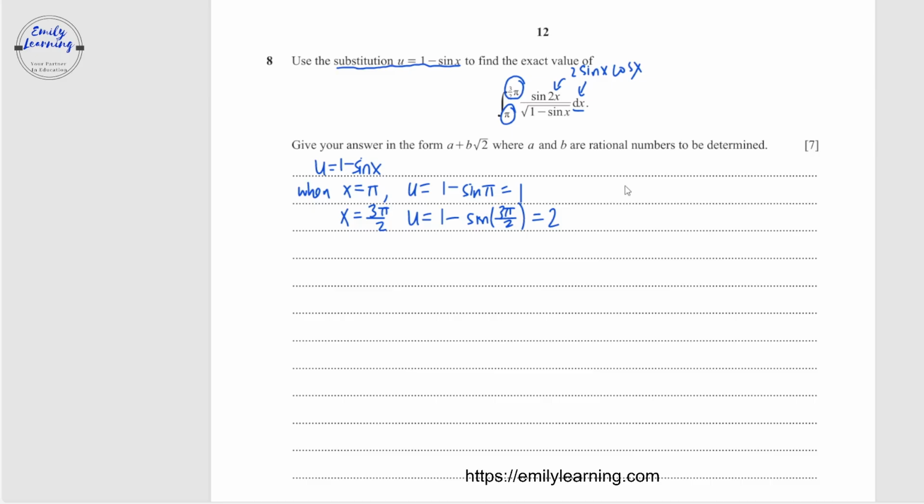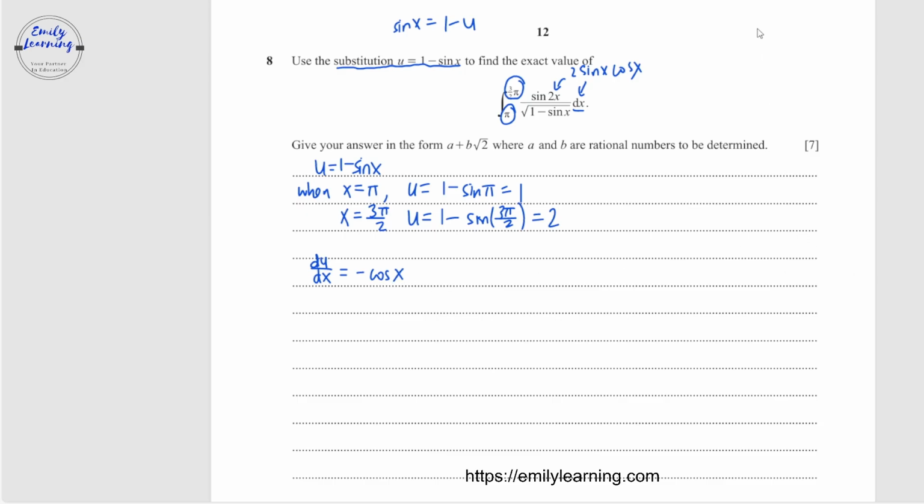So I know that sine x is essentially 1 minus u, right? What is cosine x? Do I want to change it now? Wait first. Let's do the differentiation. We also need to change dx to du, right? So to do so, we'll differentiate. I have this equation here. I'll find du dx, which will give me negative cosine x.